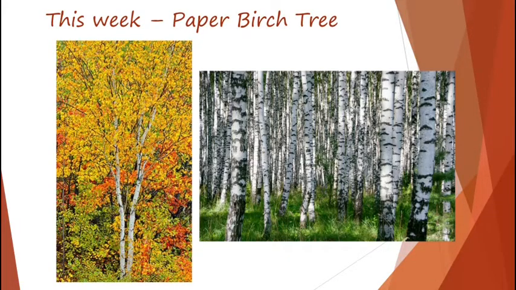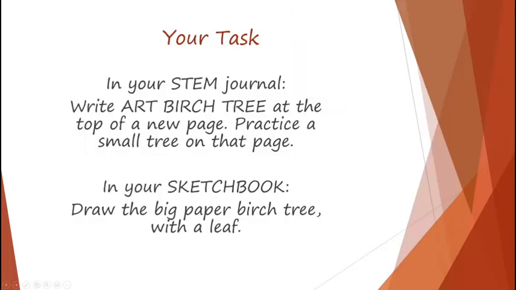So this is the example of our tree, a paper birch tree. Especially in the fall, they have these beautiful yellow and orange leaves. But they're called paper birch because their tree bark is very thin and it can peel off like paper. And that's kind of why it gets this strange, almost zigzag kind of line pattern. We're going to use that when we are making ours.